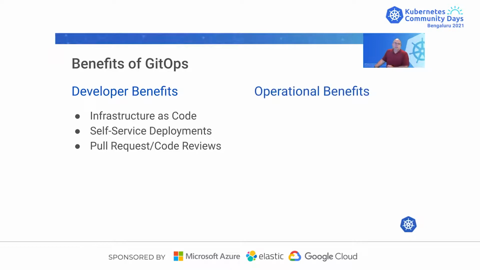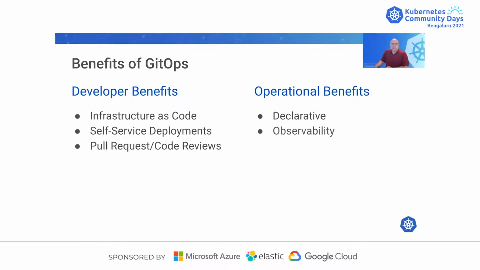Now let's look at the operational benefits of GitOps. One of the more prominent paradigms to emerge from the DevOps movement is the model of declarative systems and configuration. Simply put, with declarative models, you describe what you want instead of how to get there.